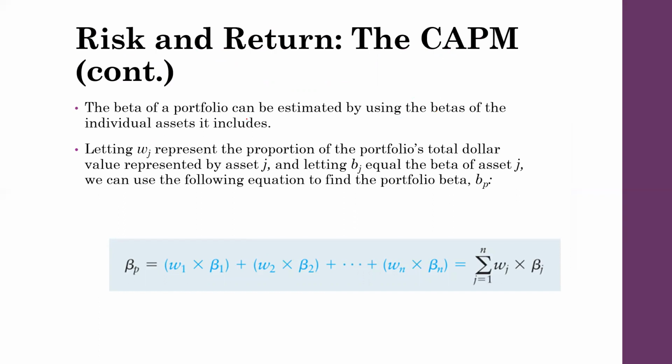So the beta of a portfolio can be estimated by using the betas of the individual assets it includes. Letting WJ represent the portion of the portfolio's total dollar value represented by asset J, and letting BJ equal the beta of asset J, we can use the following equation to find a portfolio beta. So when you sum all that up, we get the sum of the portfolio dollar value times the beta.